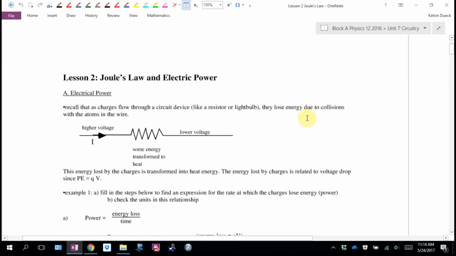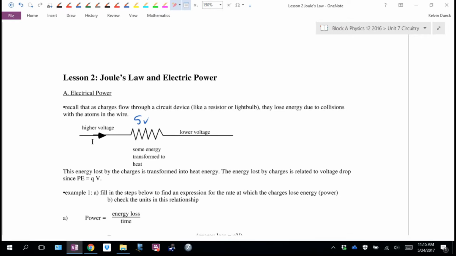Electrical power. Recall, as charges flow through a circuit device like a resistor or a light bulb, they lose energy due to collisions with the atoms of the wire. You go from a higher voltage to a lower voltage. So as an example, supposing you were sitting at 8 volts right here, and you end up at 3 volts right here, how many volts did you lose going through the resistor? Do the math. 5. Now, typically what we will do is we will only label the resistor, and we won't label the left side or the right side.